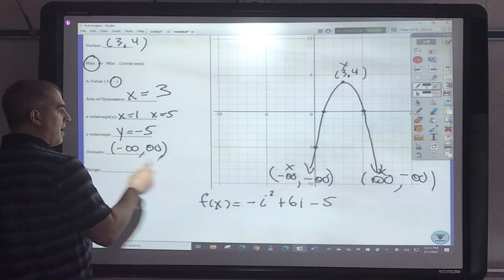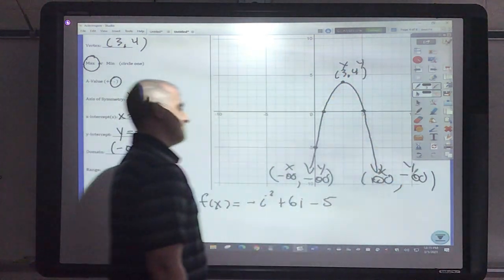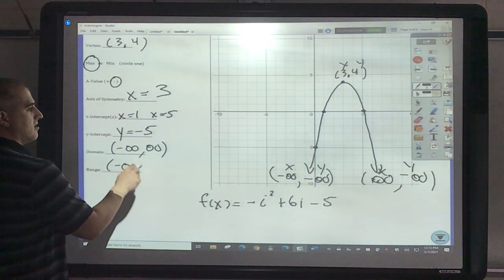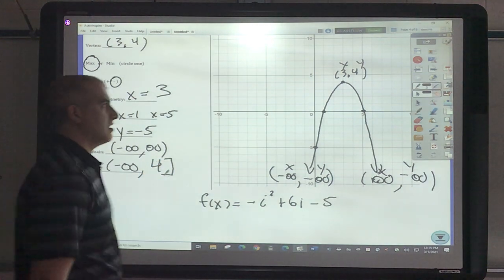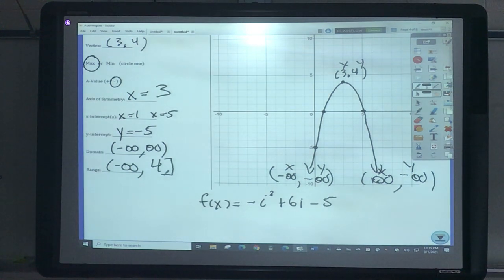All right, for my y values now, y, y, and y. Okay, my smallest y value is negative infinity. My biggest y value is 4, close bracket. Okay, all right, so that's how simple that is. You can sort of just go and pick that up from there, okay?